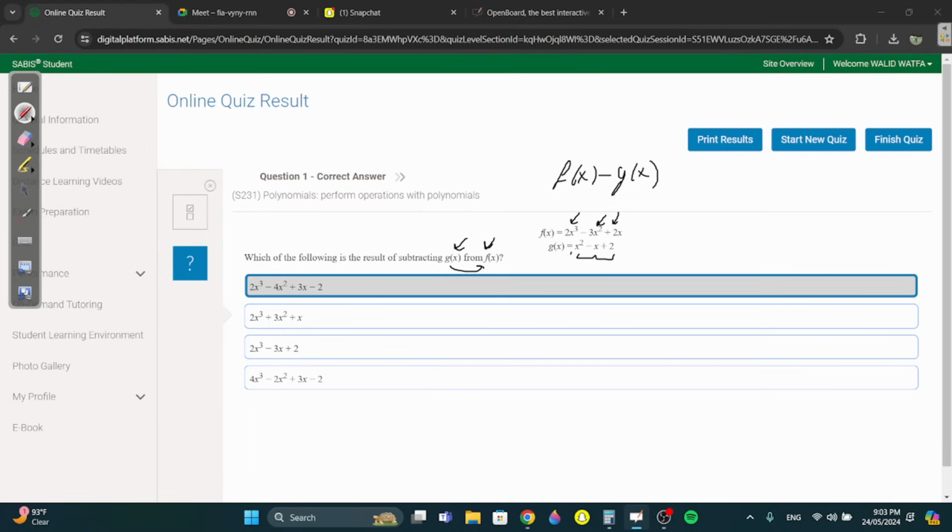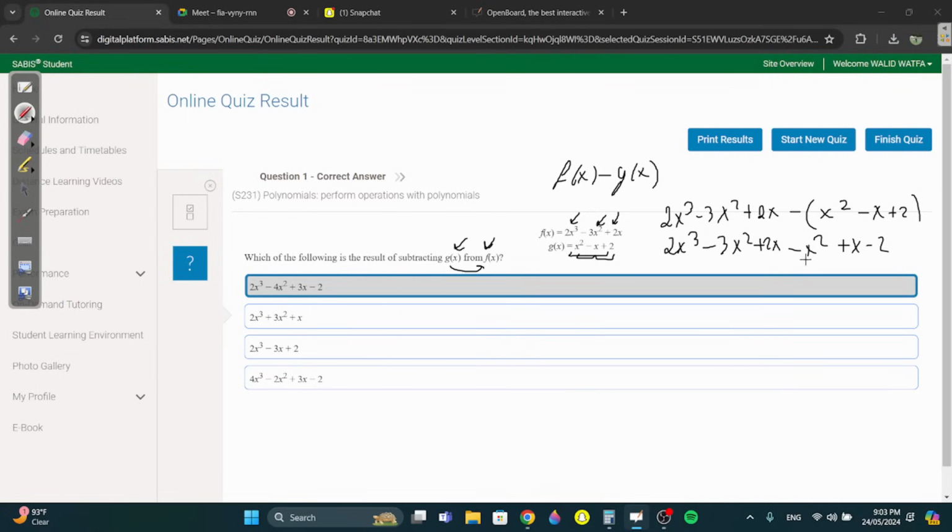I just have to distribute the minus to all of this, right? So let's arrange this. 2x cubed minus 3x squared plus 2x. This is my f of x. Minus my g of x, which is x squared minus x plus 2. Okay, so distribute your minus sign to everywhere. It will be minus x squared plus x minus 2. Then you have 2x cubed minus 3x squared plus 2x.